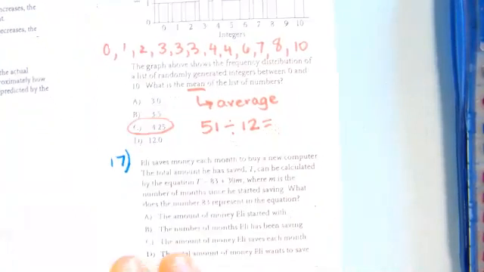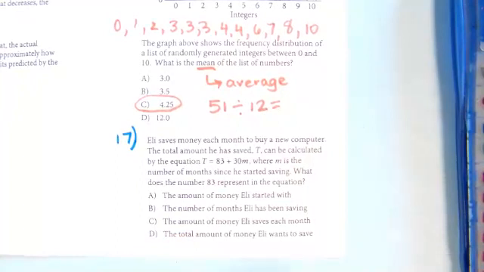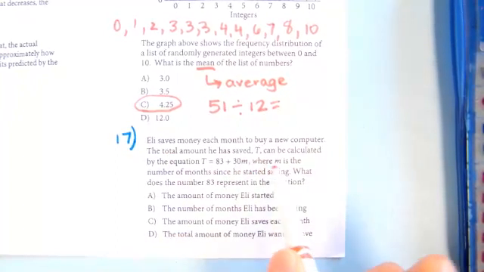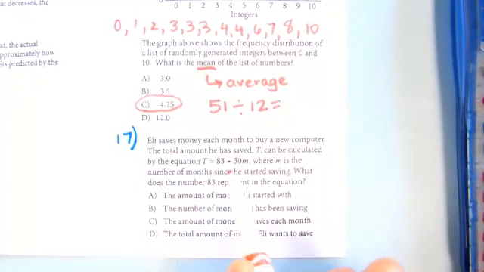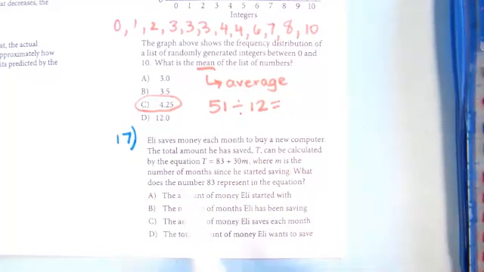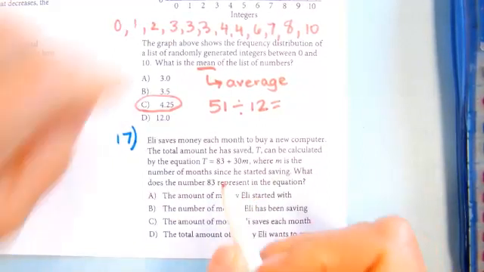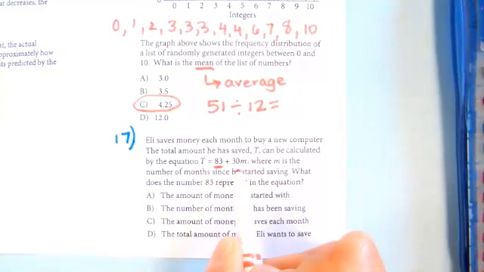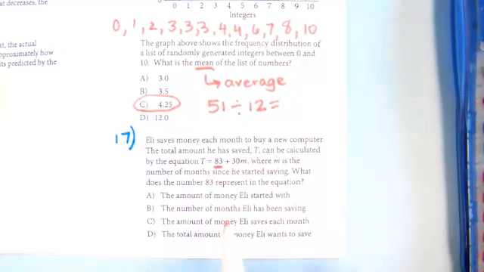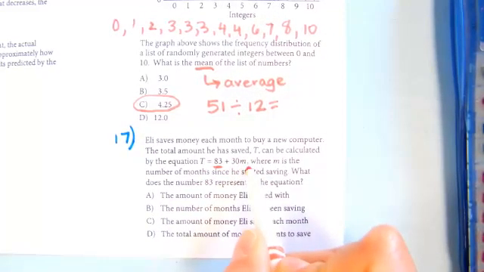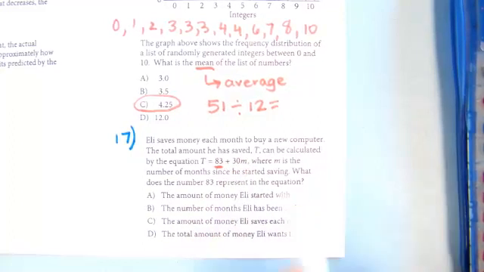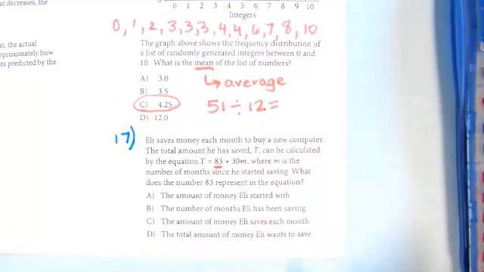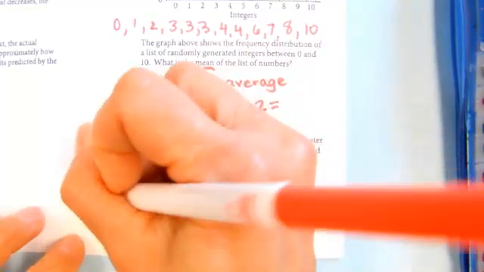All right, last one. Eli saves money each month to buy a new computer. The total amount he has saved, T, can be calculated by the equation T equals 83 plus 30M, where M is the number of months since he started saving. What does the number 83 represent in the equation? So take a look. 83, right? It doesn't have a variable on it. So the one without a variable, if it's linear like this, we know it's either the slope or the y-intercept. Well, the slope is the one with the variable, so that's not it. So this is the y-intercept, but that's not what it says here. Remember, y-intercept means the starting amount.